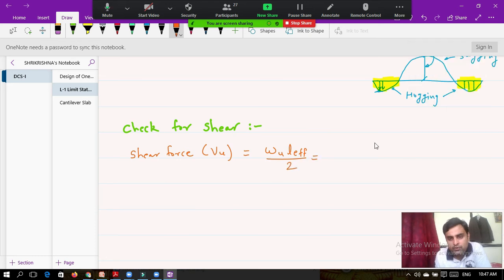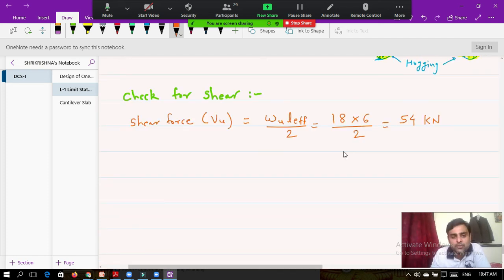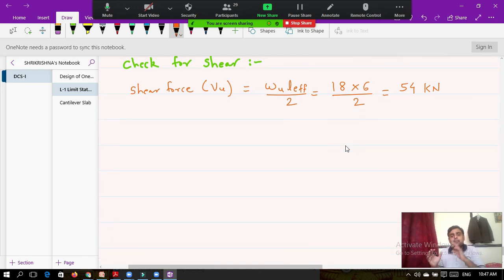So the value of WL by 2 is, what is the value of W? It is 18. 18 into L effective, L is 6, divided by 2. Let me know the answer please. 54. Okay, so it is 54 kilonewton. So this is our shear force. So this shear force is present in the beam. 54 kilonewton shear force is there in the beam.